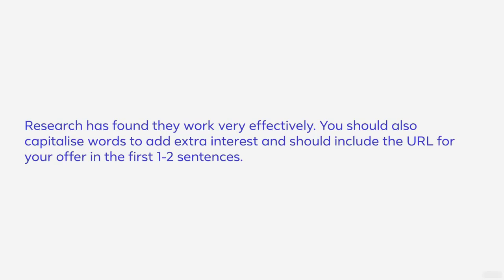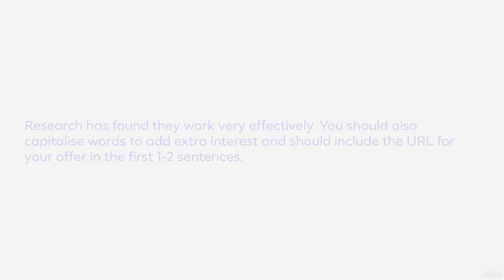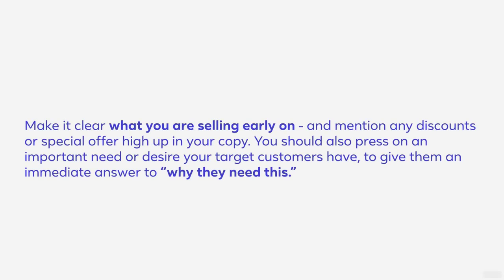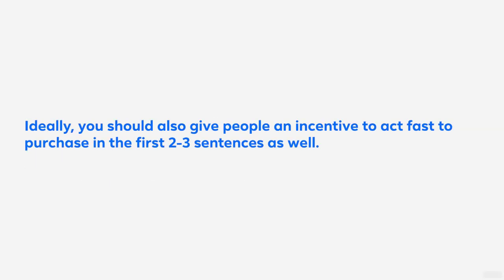You should also capitalize words to add extra interest and should include the URL for your offer in the first 1 to 2 sentences. Make it clear what you're selling early on, and mention any discounts or special offer high up in your copy. You should also press on an important need or desire your target customers have to give them an immediate answer to why they need this. Ideally, you should also give people an incentive to act fast to purchase in the first 2 to 3 sentences as well. Here are a couple of sample successful Facebook ad templates.